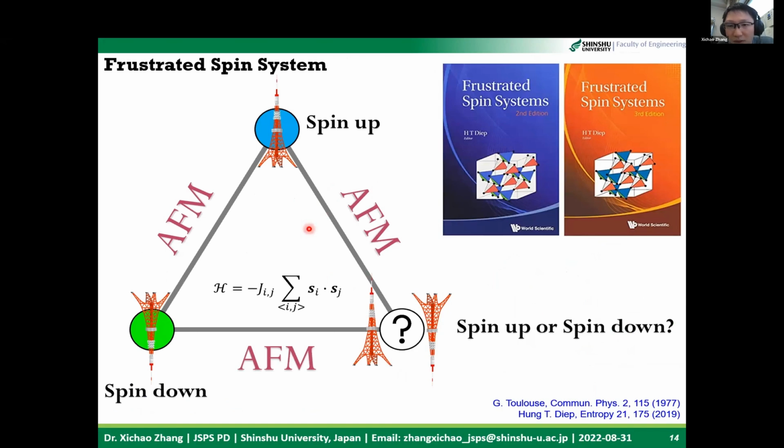What is a frustrated spin system and why can it stabilize topological spin textures? Let's first consider a simple triangular lattice with 3 Ising-like spins and anti-ferromagnetic exchange interactions. If the blue ball is a spin up state and the green ball is a spin down state, what is the state of the third spin? Obviously, you will find it can be either a spin up or spin down state because the two states have the same energy. So we can see this system has some degenerate states, and we think it is a typical frustrated spin system.